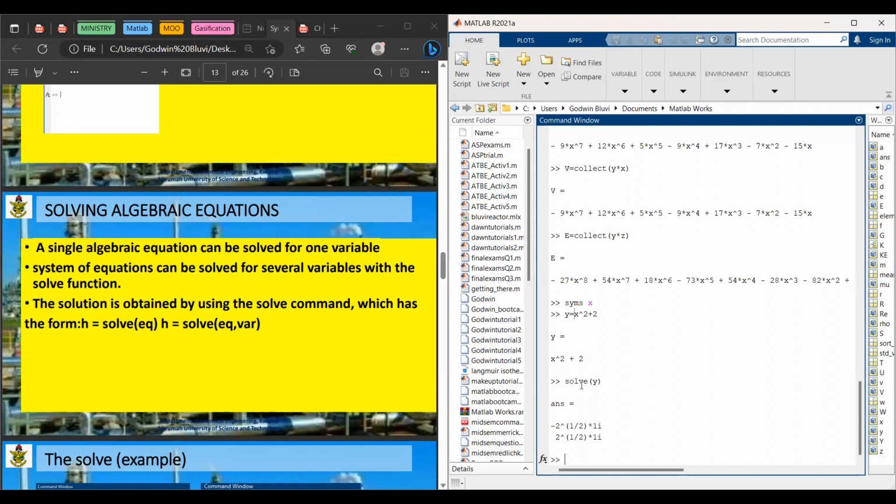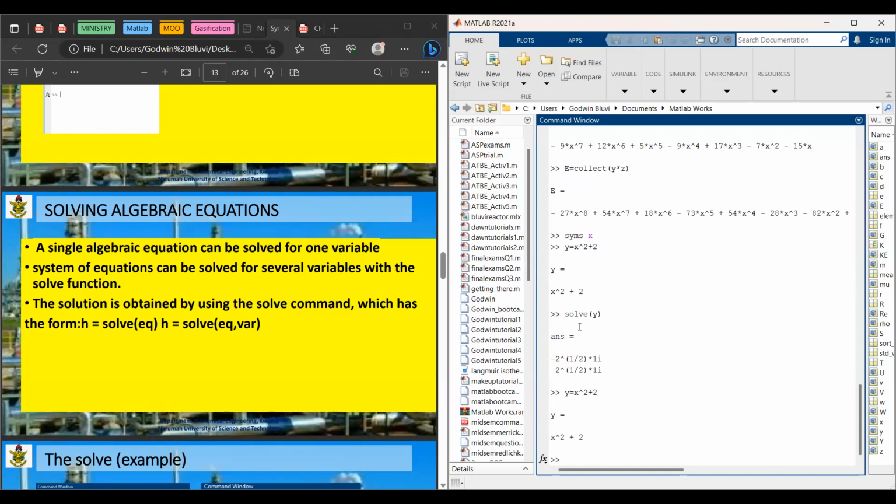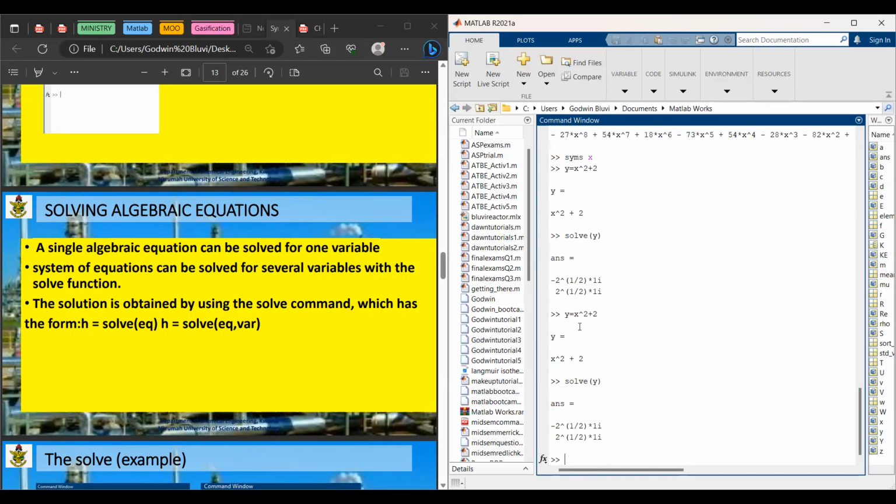Do you get it? So when we solve... Can you take it one more time? Can I take it one more time? So what I'm saying is that now when I come and do y is equal to x squared plus 2, and then I don't equate it to anything, what MATLAB does is that MATLAB assumes that this is equated to 0. Do you get it? And then solve y. So you see that solve y, as we invoked, you realize that it just equated this to 0 and then solved. So you see that this is what? Minus root 2i and then positive root 2i. Do you get what I'm saying?